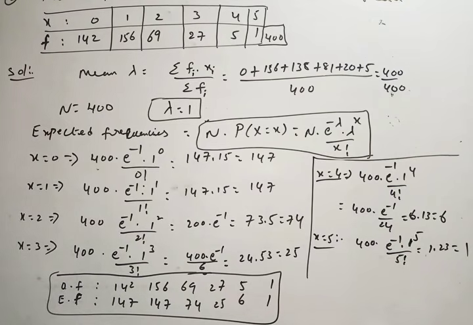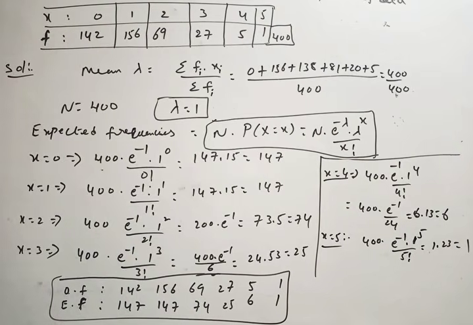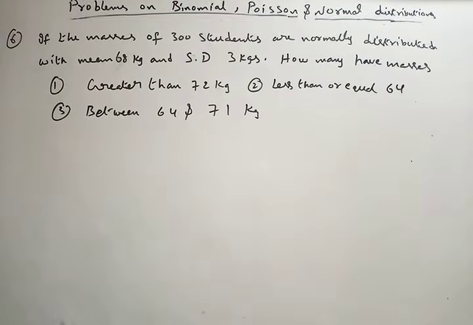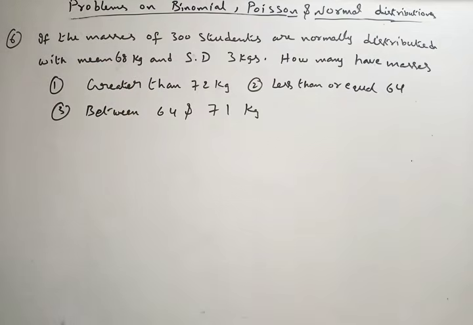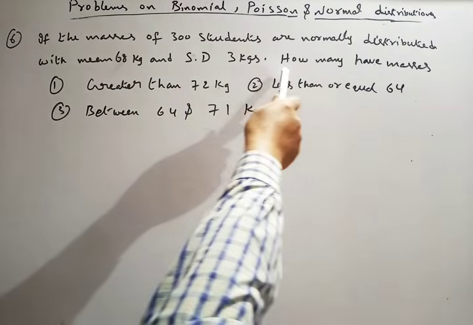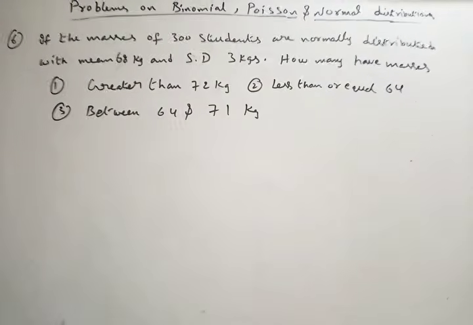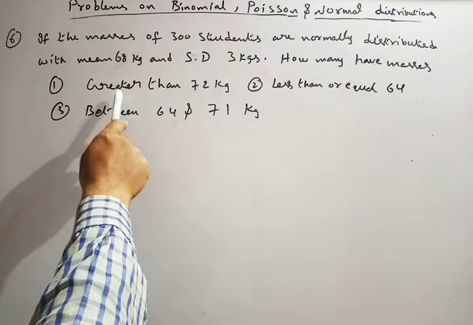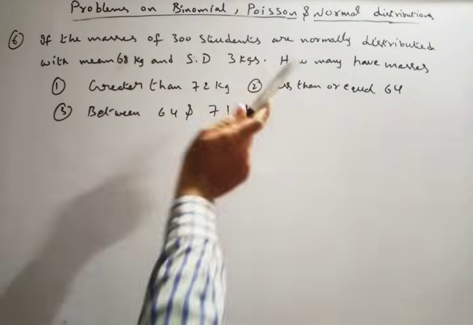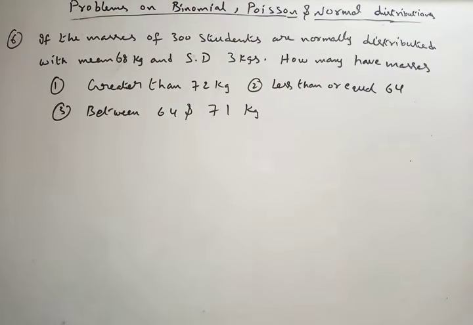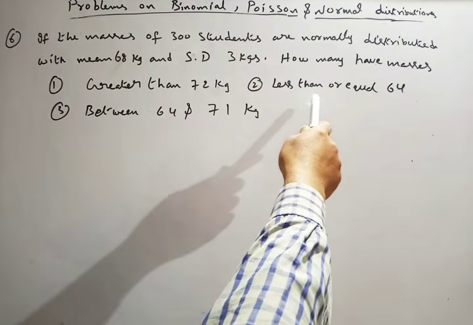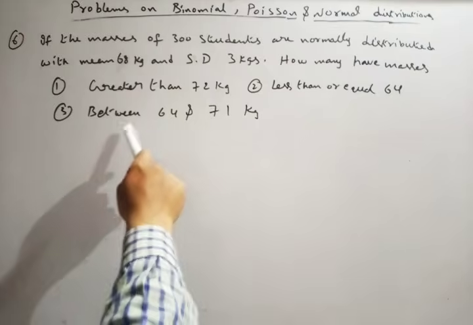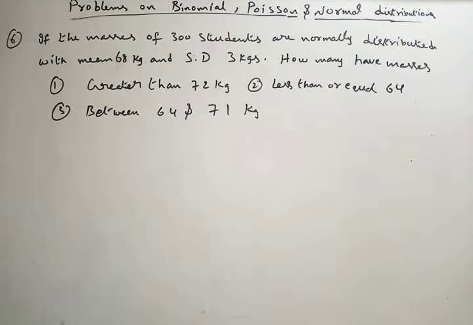Okay, next. See the next problem. If the masses of 300 students are normally distributed with mean 68 kg and standard deviation 3 kg, what is being asked here? How many students have masses greater than 72 kg, then less than or equal to 64, then between 64 and 71.